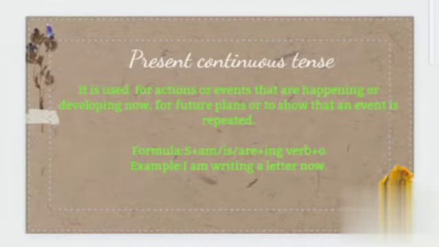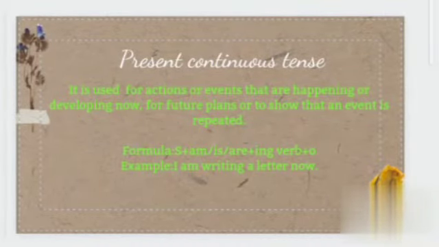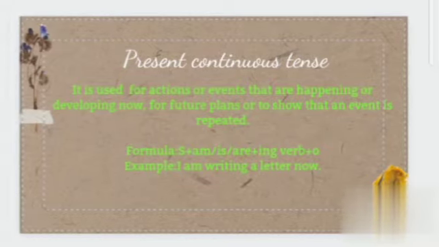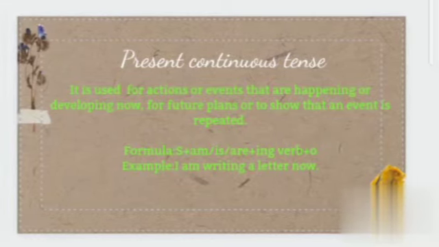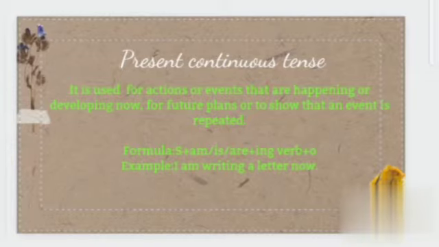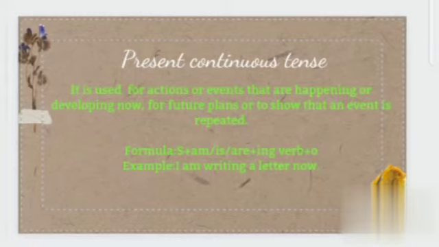Present continuous tense. It is used for actions or events that are happening or developing now, for future plans, or to show that an event is repeated. Formula: subject plus am/is/are plus ing verb plus object. Example, I am writing a letter now.